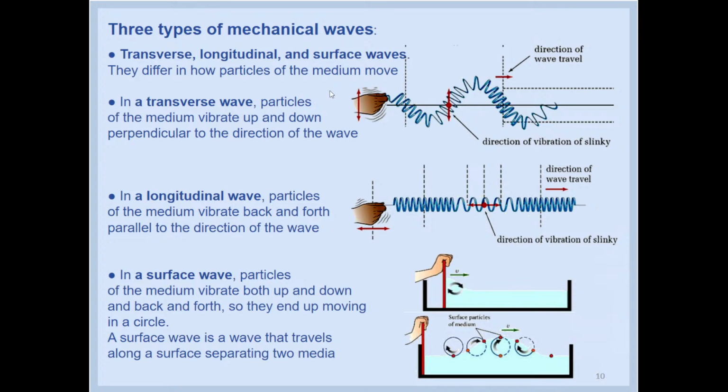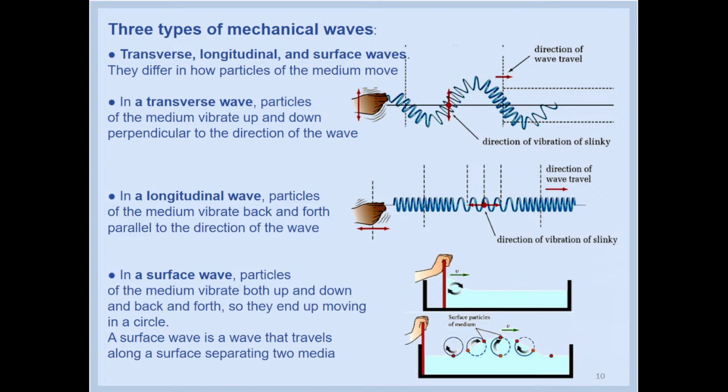the medium particles. In a transverse wave, particles of the medium vibrate, oscillate up and down, perpendicular to the direction of the wave. In a longitudinal wave, particles of the medium vibrate back and forth, parallel to the direction of the wave. And in a surface wave, particles of the medium vibrate both up and down and back and forth, so they end up moving in a circle.